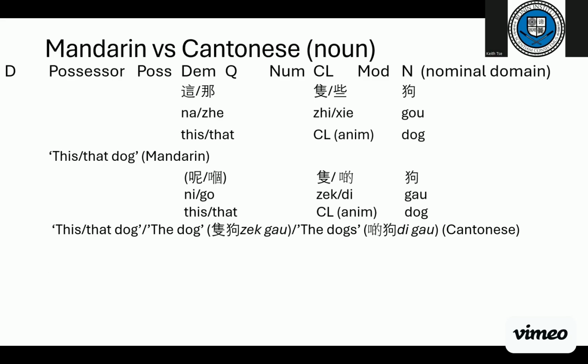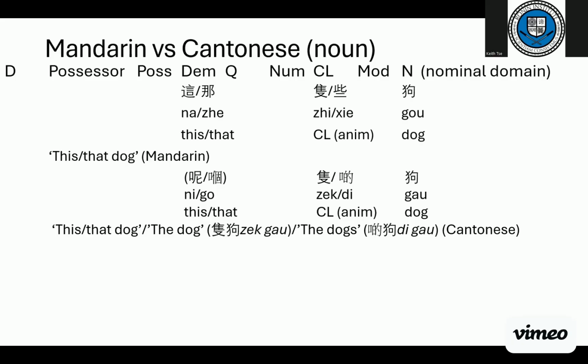However, it's also possible to leave out the dem and just have 隻狗 or 啲狗, so just having the classifier plus the noun. And this would mean something like the dog or the dogs. The classifier seems to be functioning as an article here in denoting reference.